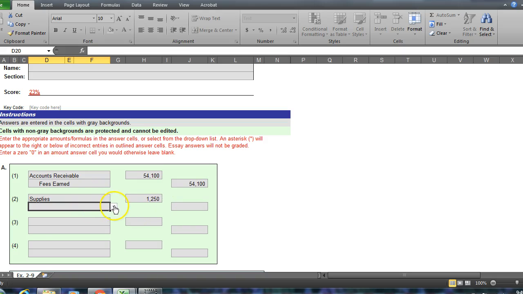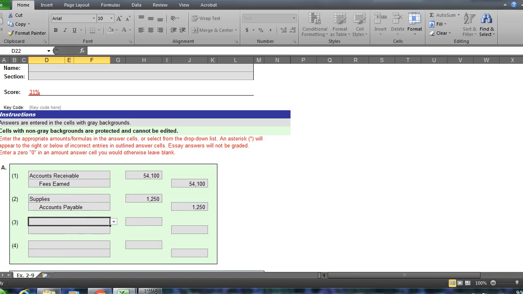Now, remember, we haven't paid for this in cash. We have not paid for this. It's on account. And whenever you see on account, you know that at some point you have to pay for it later. So accounts payable is my offset. I'm increasing my liability because I'm crediting it. I'm increasing my asset because I'm debiting it.